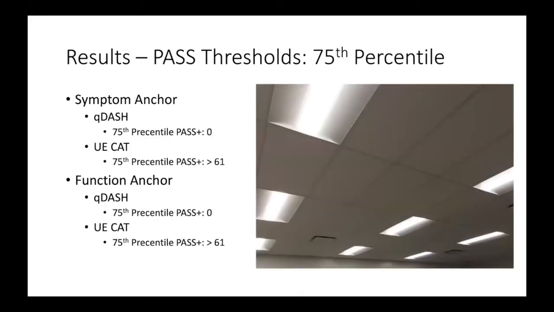Using the 75th percentile method, the PASS threshold for the QuickDASH across both anchors is the maximum outcome score of 0. And while theoretically the UE-CAT ranges from 0 to 100, 61 has been demonstrated to be the maximum score in practice, which is the PASS threshold for the UE-CAT as determined by this method.